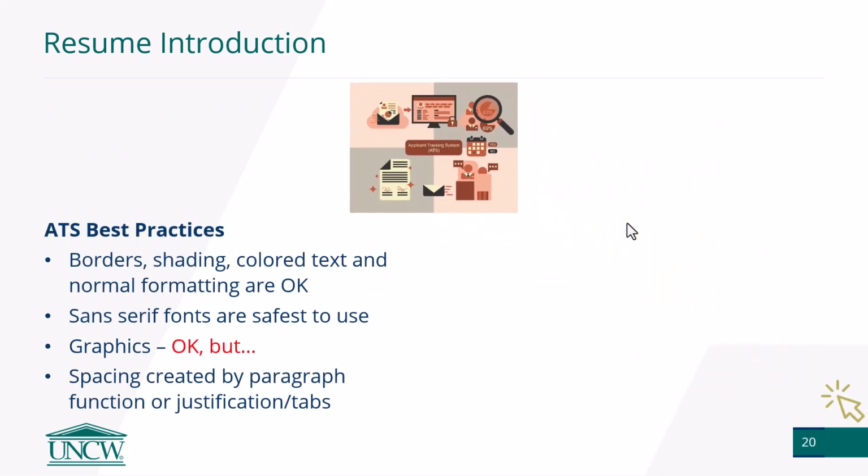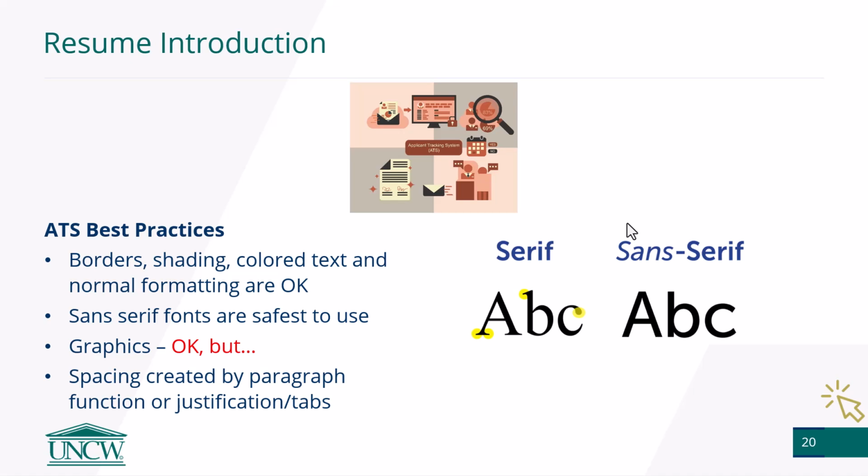Some best practices, you'll hear some conflicting information out there, but most ATSs today can handle basic formatting that you can do in Word. So borders, shading, colored text, and any kind of normal formatting are typically okay to use in your resume. We recommend sans serif fonts, and if you don't know what that is, here's an example. Serif fonts typically have the squigglies, so you can see that on these three ABC characters, where the squigglies are highlighted in yellow. A sans serif font basically means it doesn't have those little squigglies, and so it looks cleaner.